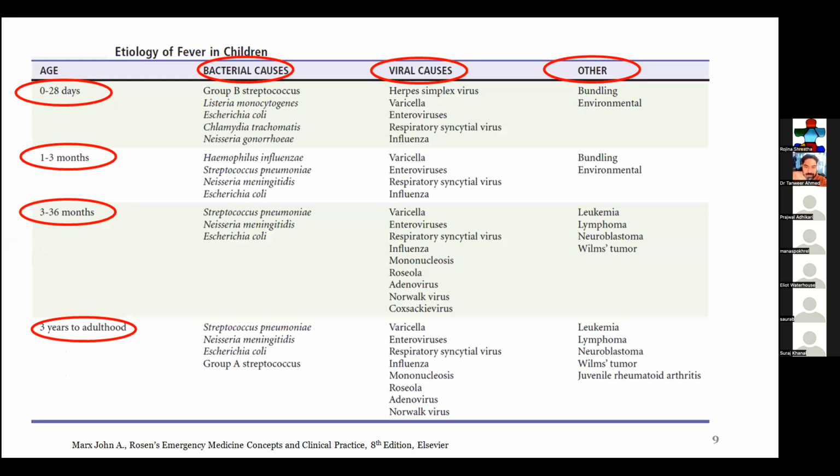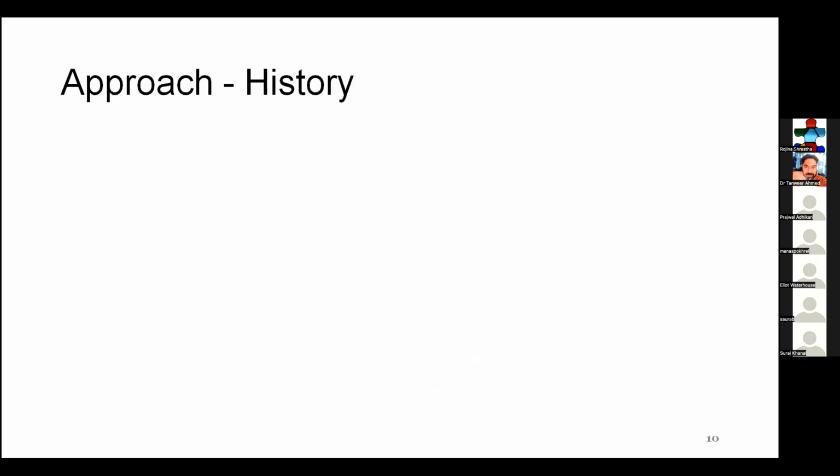Also, regarding etiology, bacterial, viral and other causes are divided into different age groups: 0 to 28 days, 1 to 3 months, 3 to 36 months, and 3 years to adulthood. It basically helps to treat with some antibiotic, but any doctor will basically treat with empirical therapy. So it is not that important for any doctor, so I'll not go through all the details.